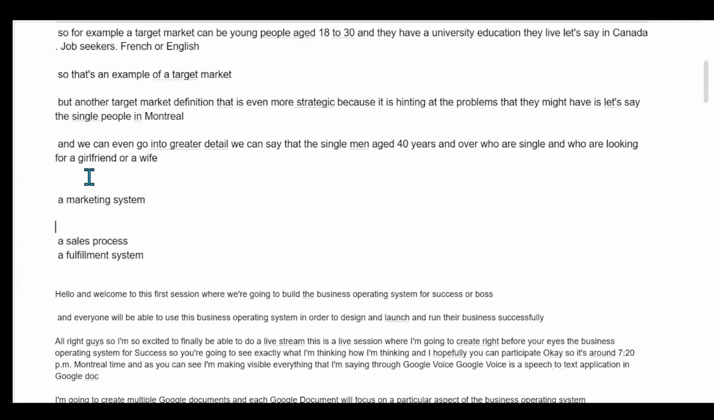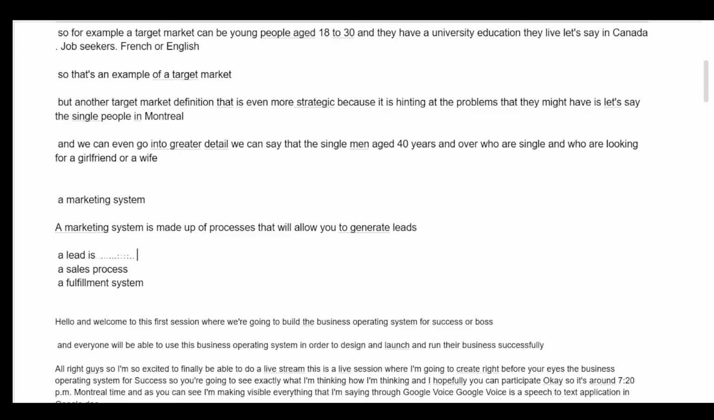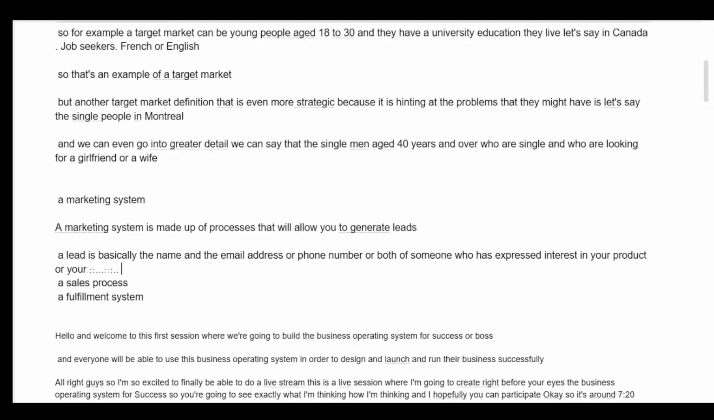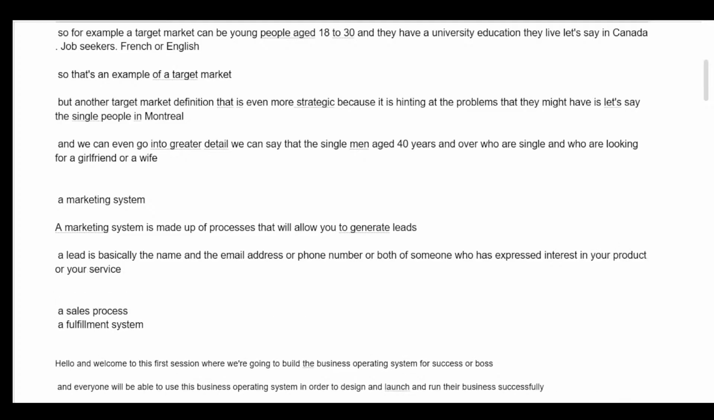It's a marketing system. A marketing system is made up of processes that will allow you to generate leads. A lead is basically the name and the email address or phone number or both of someone who has expressed interest in your product or your service. So that's what a lead is. And you've got to have a marketing system that will generate those leads, right?